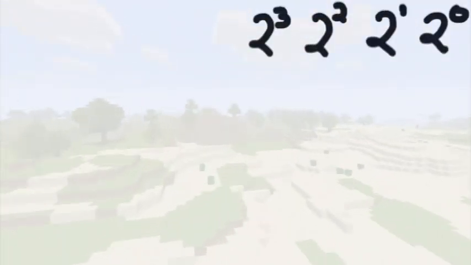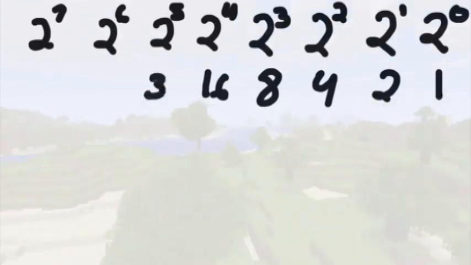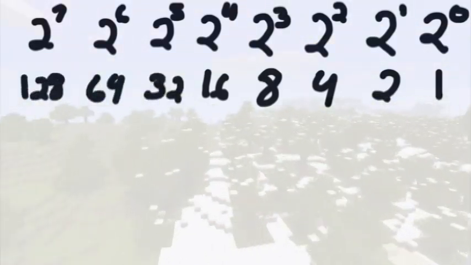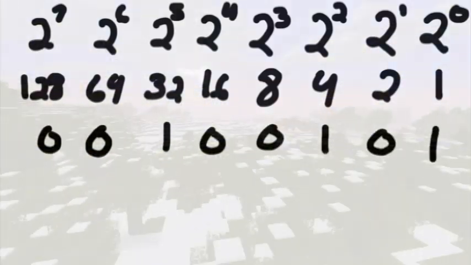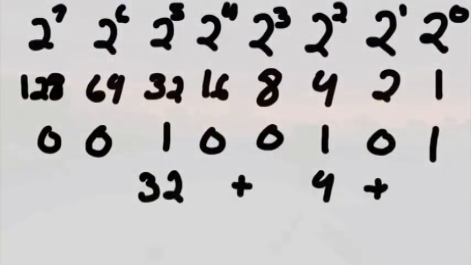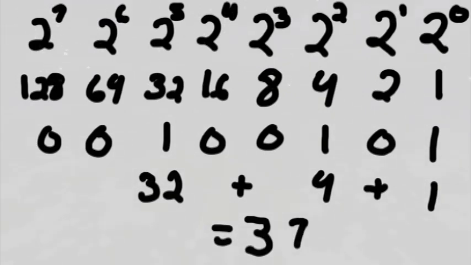When given a larger binary number, you can easily convert it to base 10. Each place is just 2 to the power of that place, so for 1, it equals 1 because it's 2 to the power of 0. With 1, 0, that equals 2 to the power of 1. With 1, 0, 0, 1, 0, 1, you have 2 to the power of 5 plus 2 to the power of 2 plus 2 to the power of 0, which equals 32 plus 4 plus 1, which is 37.